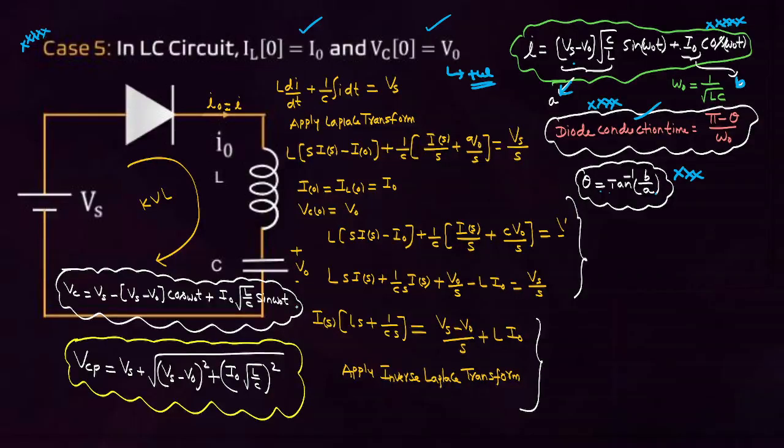Here the diode conduction time is different. If I naught is given, the diode conduction time is pi minus theta by omega naught. If I naught is not given, then theta becomes 0, and we get pi by omega naught. What is omega naught? Omega naught equals 1 by root LC. Substituting that, we get pi root LC when theta equals 0, that is, when I naught is 0. If I naught is given, this is the formula that you have to remember.